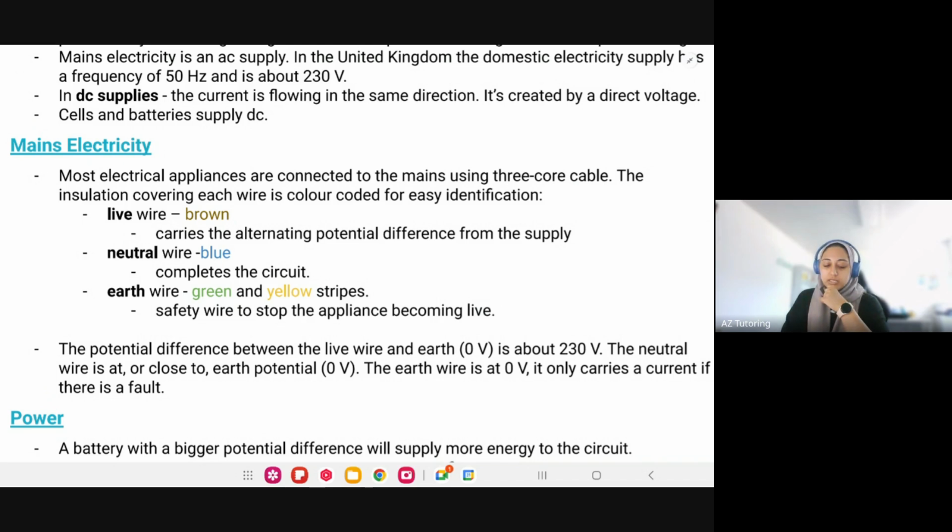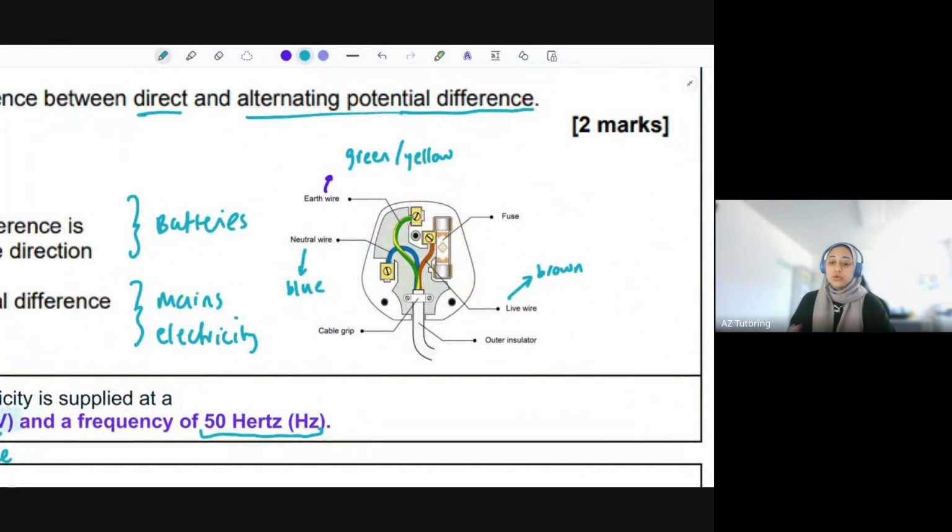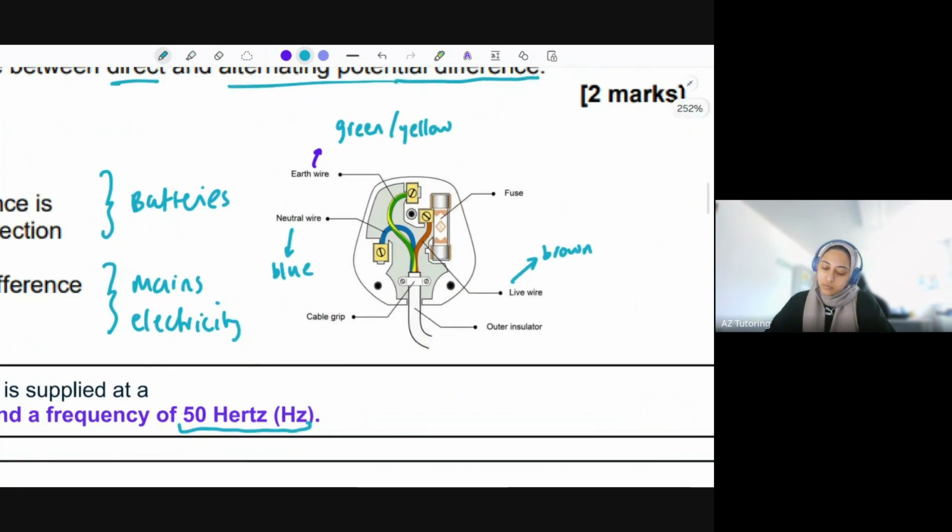They don't have the earth wire. So you might be asked tomorrow in your exam, what's the reason we've got the earth wire? It's a safety mechanism. It's stopping the appliance from becoming live if it senses there's something that's causing it to be dangerous, for example. So that's why we've got the earth wire. So make sure you know the colors and what each of them do as well. We've got a fuse. Again, it's a safety mechanism. It comes as 3 amps, 5 amps. So if there's too much potential difference coming to there, it will blow and it shuts off the plug, essentially.